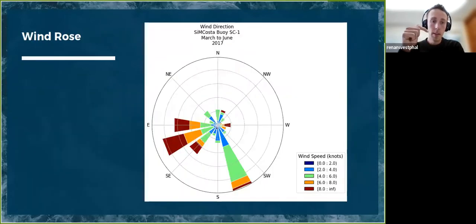You can go on. And these are the windrows that we created for the period from March to June. There is a predominance of winds from south and southwest.